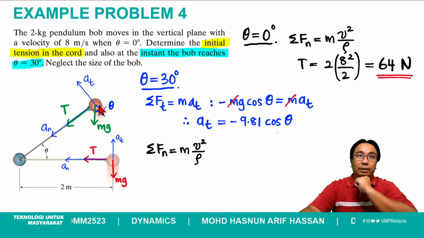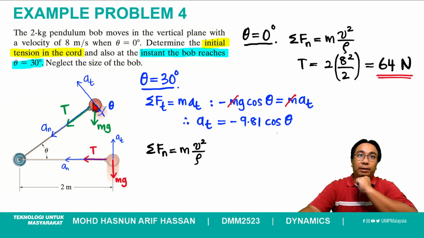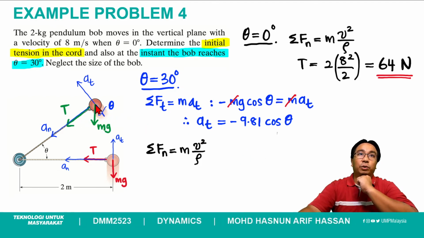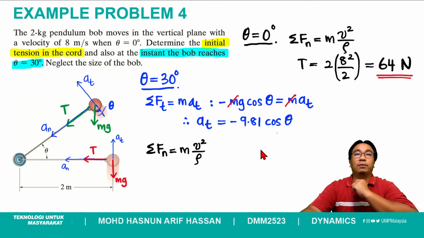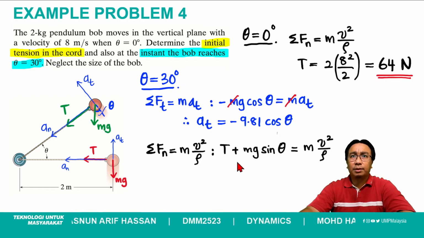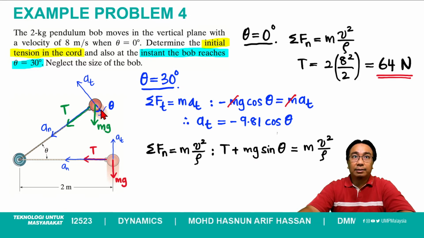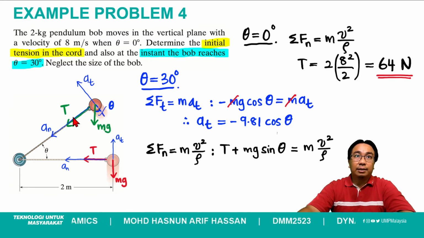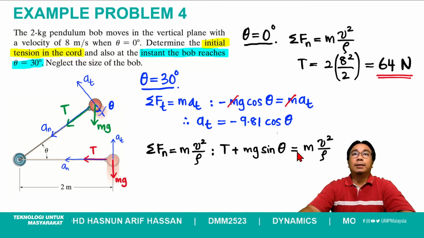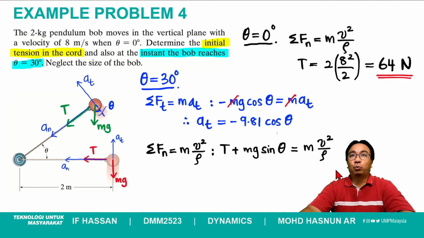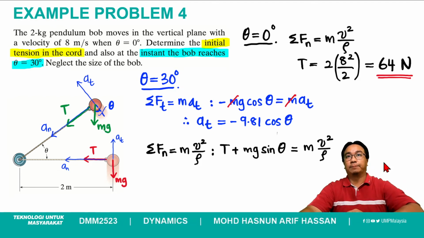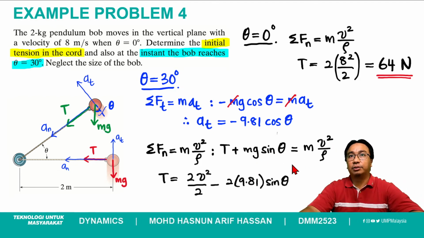The component of weight, one we already resolved into the tangential axis. The other one, we can also write in the normal axis, which will also be positive. It acts in the positive direction, the same as tension. So we have T plus mg sin theta. If here it is cos theta, here it becomes sin theta, is equal to m v squared over rho.